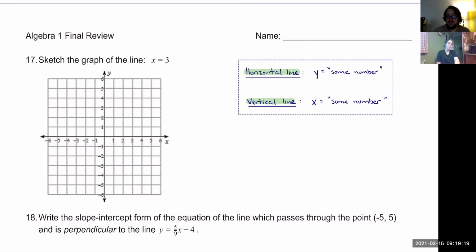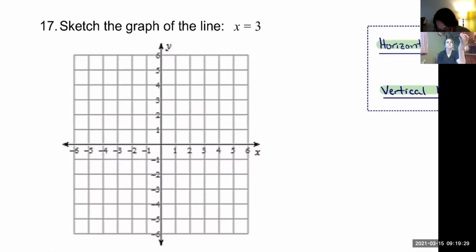So in the case of number 17 here, which case are we looking at? Horizontal or vertical? Vertical. It is vertical because we have x equals some number. That number in this case is 3. So this is how easy it is. You literally find 3 on the x-axis, since that's what x equals. And that is the point through which we're going to draw our vertical line.